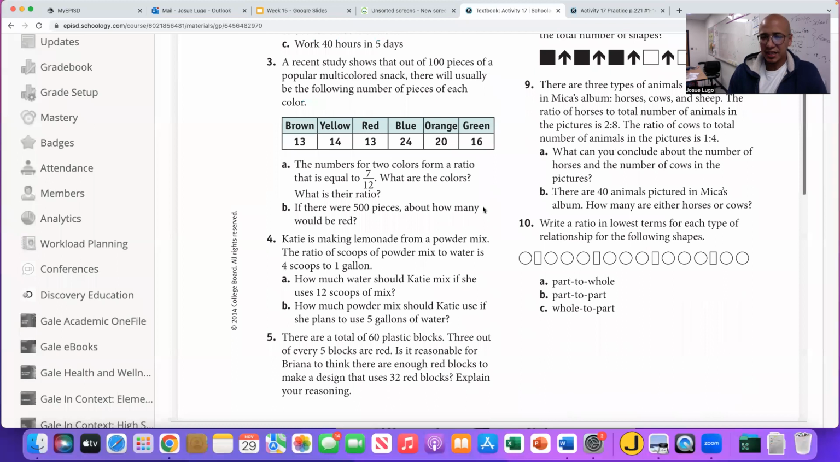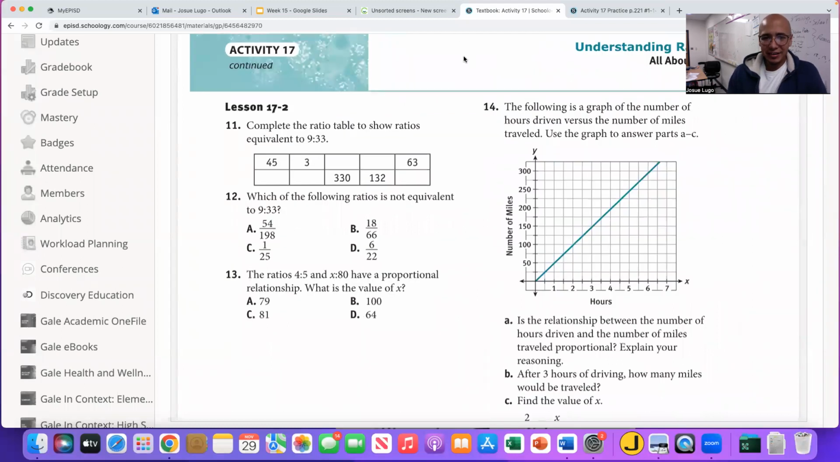For number 8. Moving on to number 11. This one may seem hard. It says complete the ratio table that shows the ratios equivalent to 9 to 33. And then we have all these numbers right here. Well, ladies and gentlemen, 9 to 33 is simply a different part of this table. In fact, we have 9 on top and 33. I'm just going to extend the table here like that. And you're going to use this ratio to complete this table.